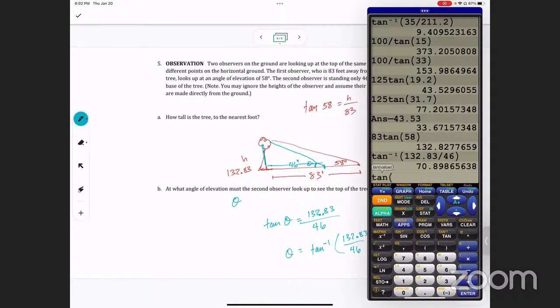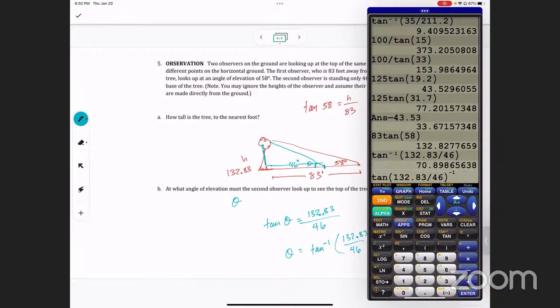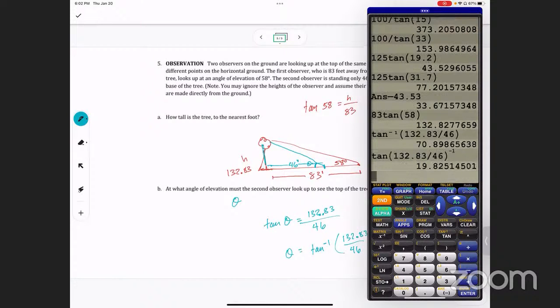Now let's see if tan of 132.83 divided by 46 to the -1 works. No, it doesn't. That's not the same thing. There might be some calculators where you would hit the tan button and then that button, maybe. But see how that doesn't work for this, because it's trying to take the reciprocal of the tangent.